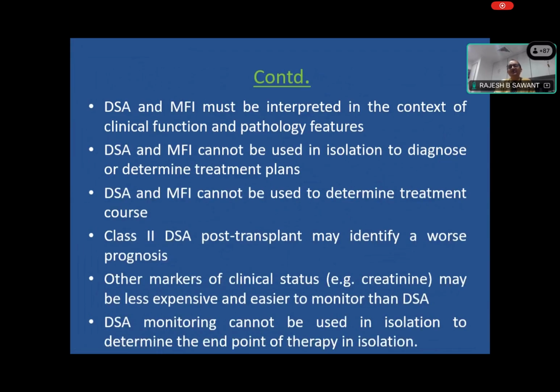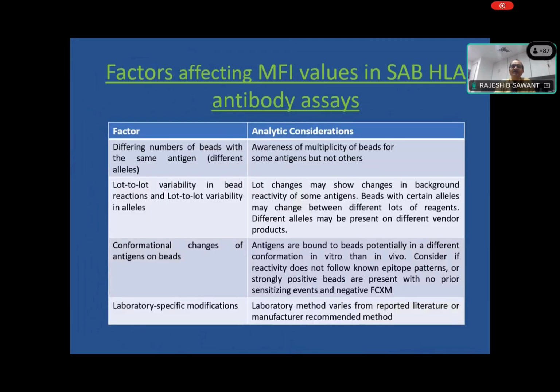So as I said, don't just look at the MFI value, interpret it in the context of clinical function and your pathology reports, also the histopathology reports. DSA and MFI cannot be used in isolation to diagnose or determine the treatment plans, and they cannot be used to determine the treatment course also, right? As I said, don't disregard the class 2 DSA post-transplant because they identify a worse prognosis, and there are other markers of clinical status, like simple things like creatinine values, etc. that may be easier to monitor than the donor-specific antibody. So please bear that in mind also.